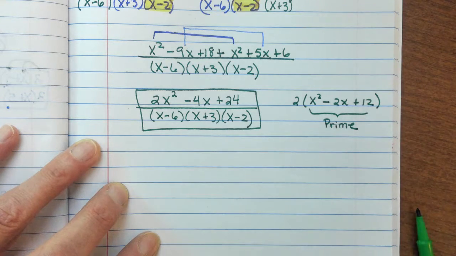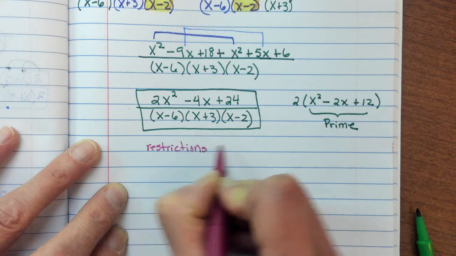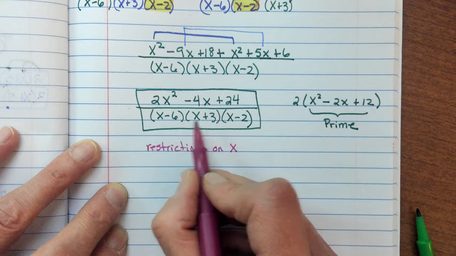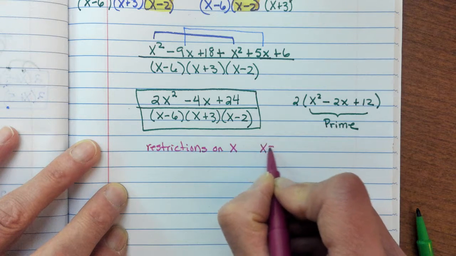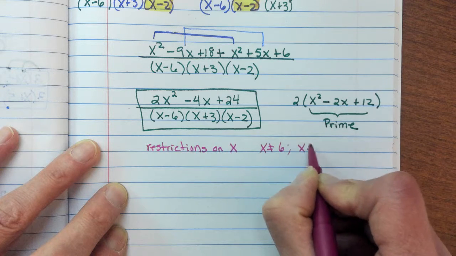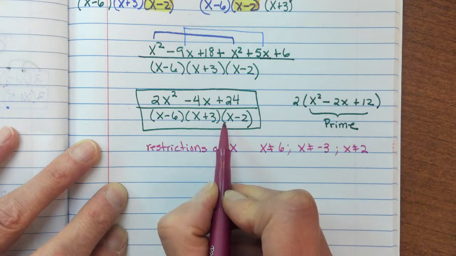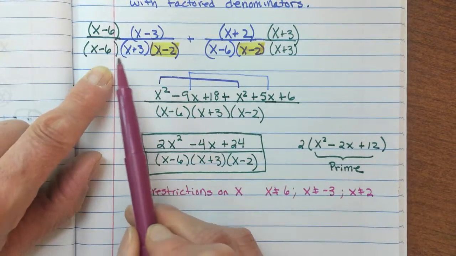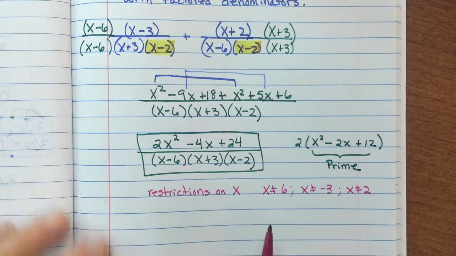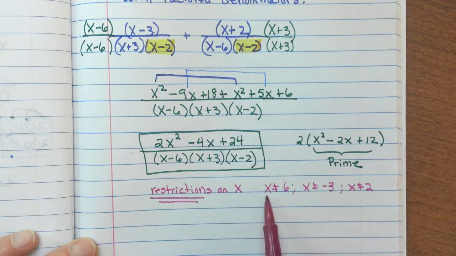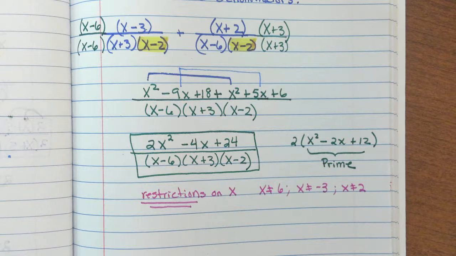However, I cannot forget my restrictions. So remember my restrictions on x. x cannot be a value that would make my denominator 0. So that means x cannot be 6, x cannot be negative 3, and x cannot be 2, because that would make my denominator 0. I'm also going to look up in my original and make sure that there's not a factor that was originally there that I forgot, and I didn't. So I have to remember to put my restrictions on x after I have added or subtracted my rational expressions.